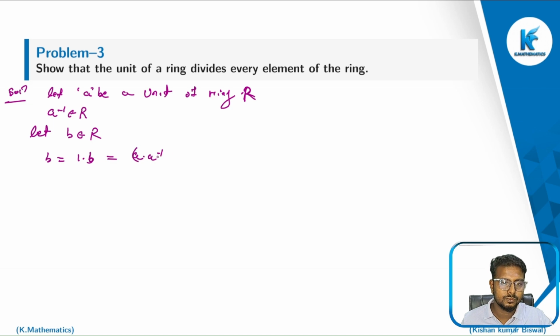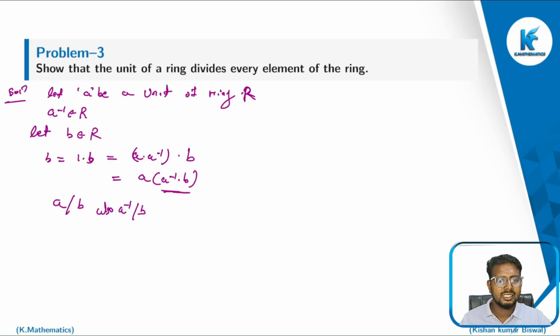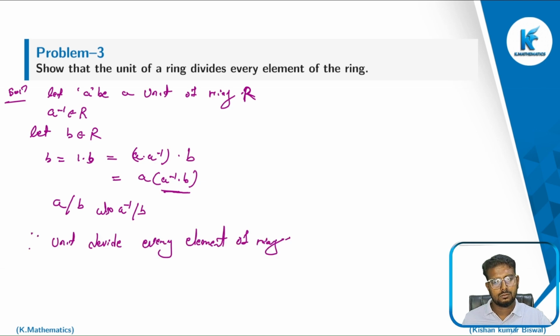सो दिस इज इक्वल टू, यहाँ पर 1 को हम ऐसे लिख सकते हैं a into a inverse into b. Since a inverse and b belongs to ring, so by associative property of ring, this can be written as a into a inverse into b. तो यहाँ पर देखो a into a inverse into b equal to b. So here a inverse into b is the quotient. So here a divides b, and here also a inverse divides b. Since b is arbitrary, so here unit divides every element of the ring.